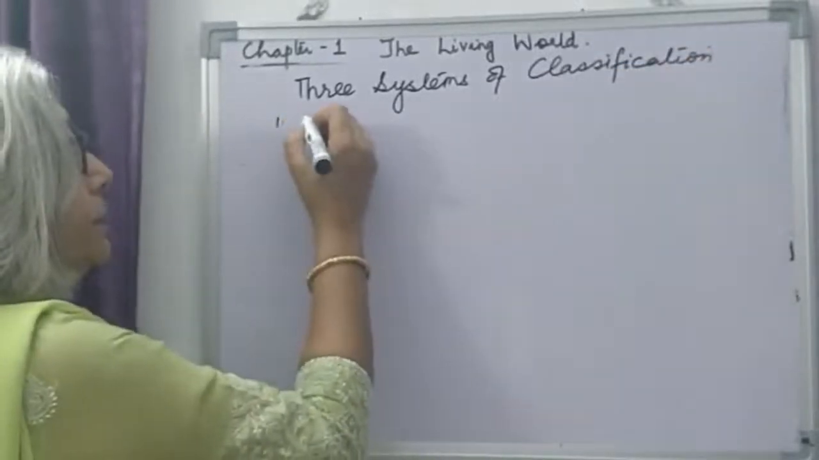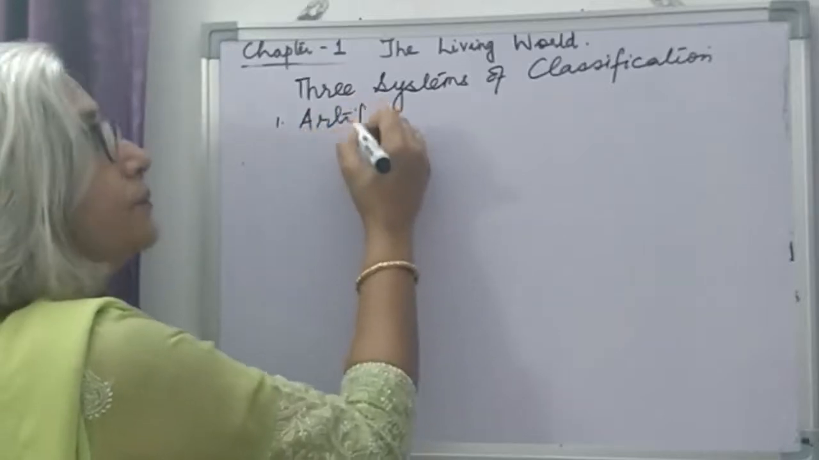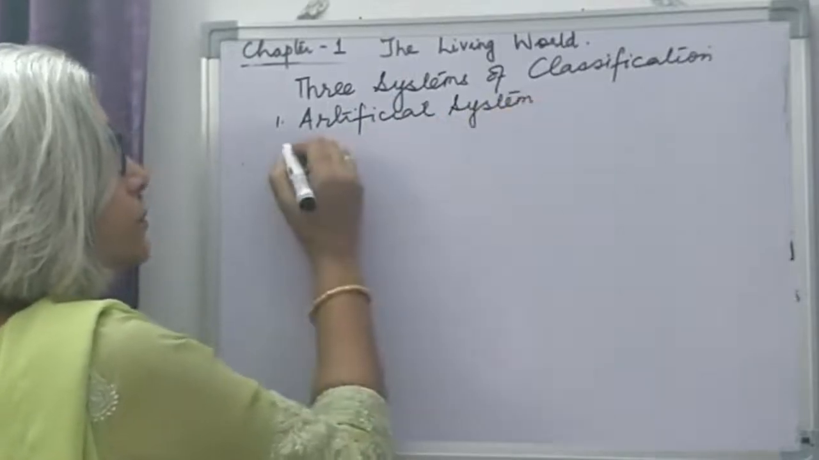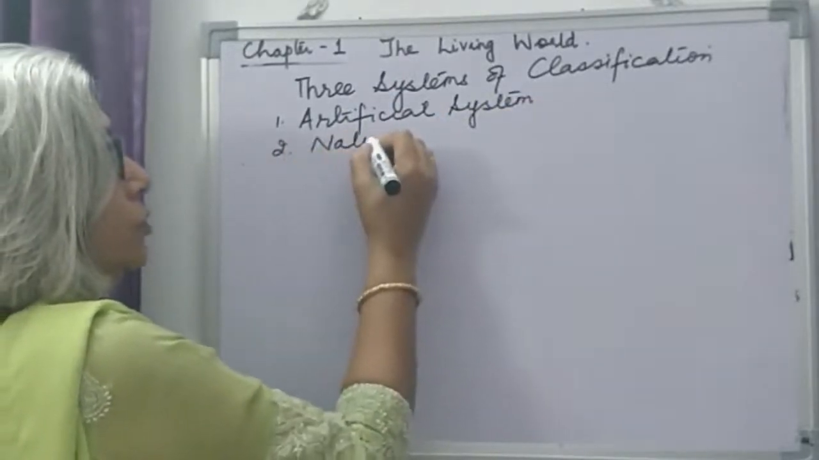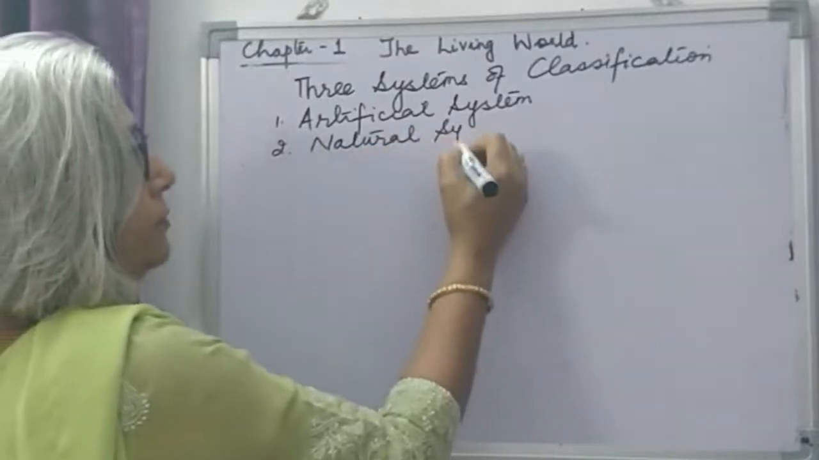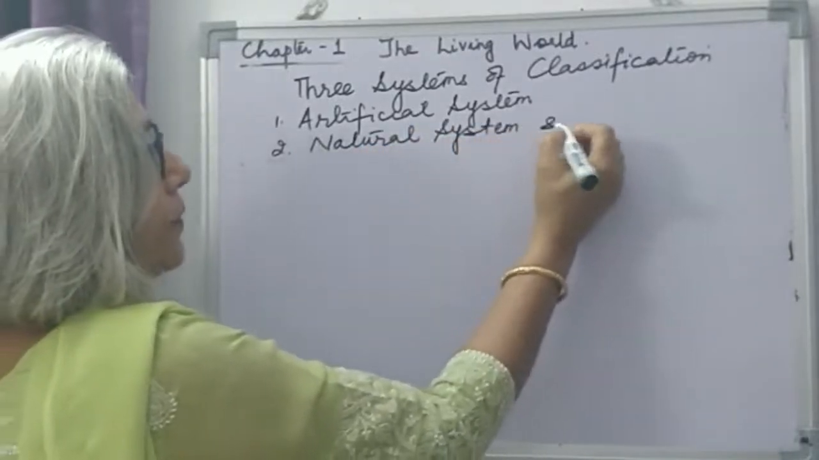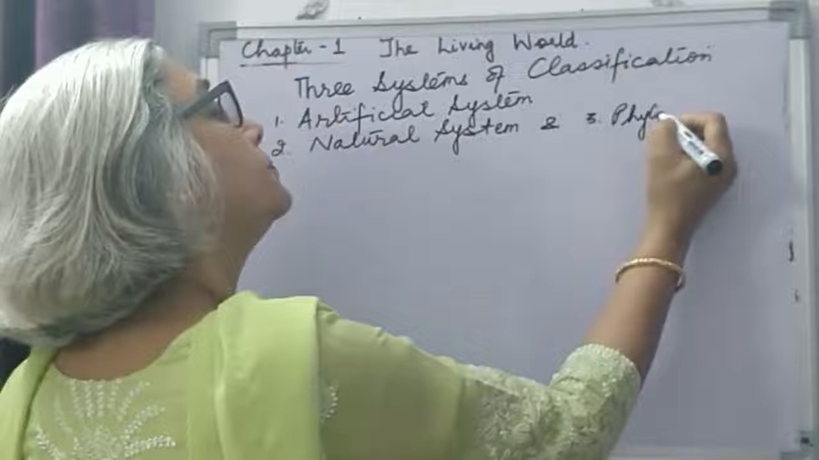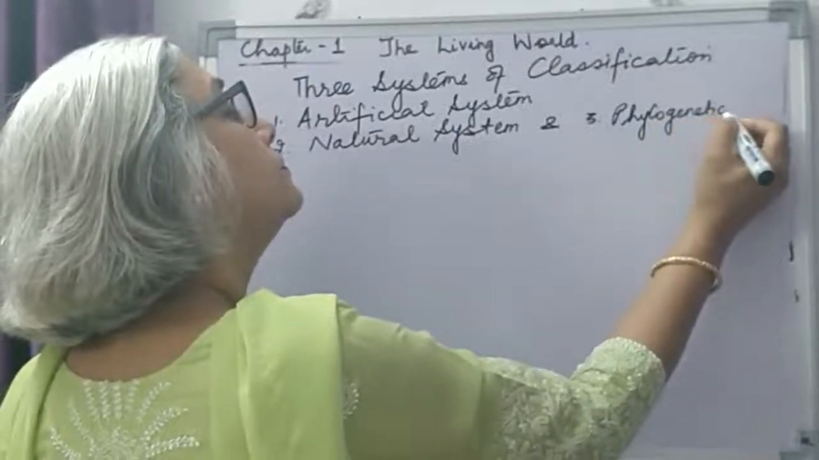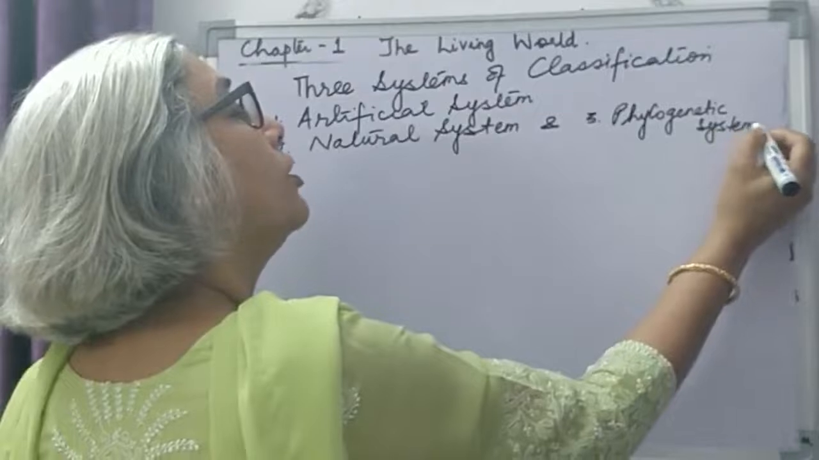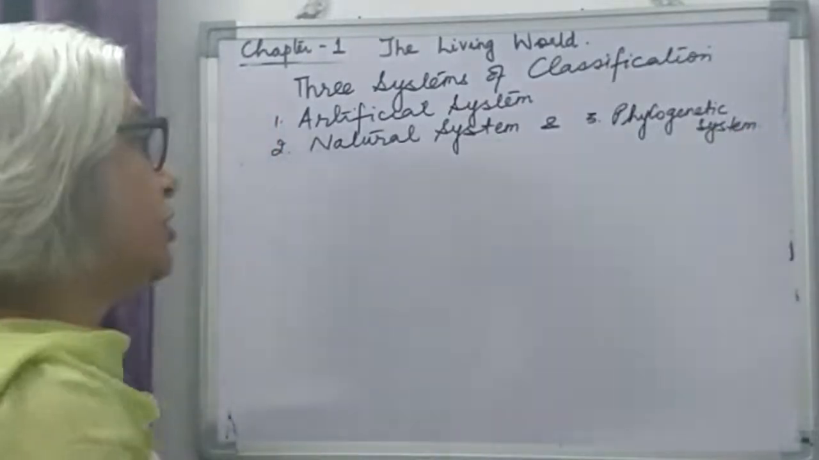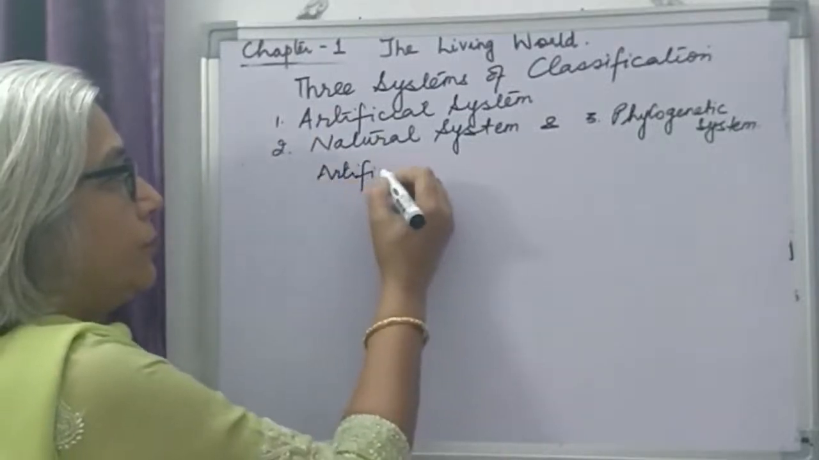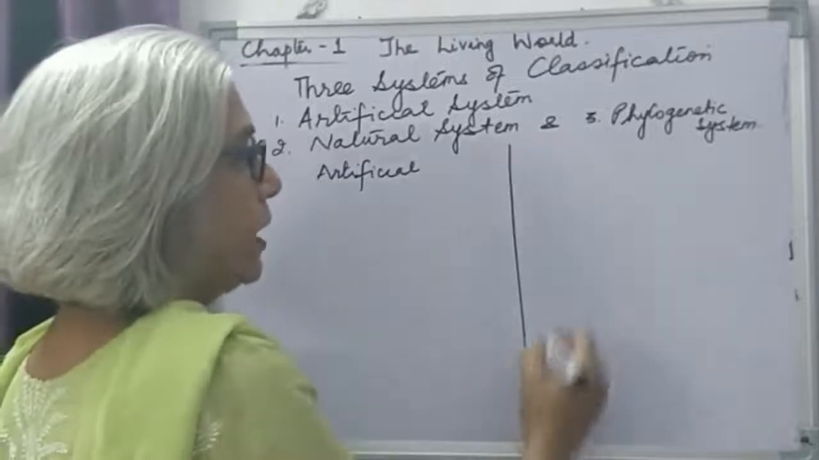1. Artificial system. 2. Natural system. And the third is phylogenetic system. These are the 3 broad systems which are used for classification. Now, we will do comparative study for these 2, artificial and natural.